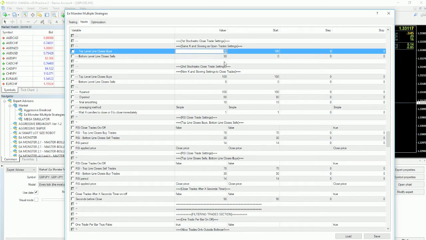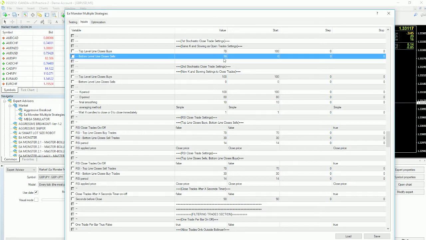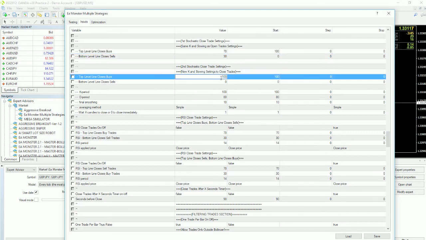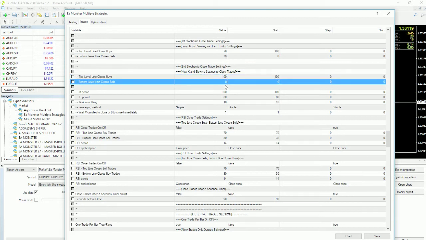You understand. So let's say you're opening a buy when it crosses the 30. You close on the 70. You open a sell on the crossing down of the 70, and then you close on the 30. This was for closing those trades that were opened on the previous stochastic open trades feature.